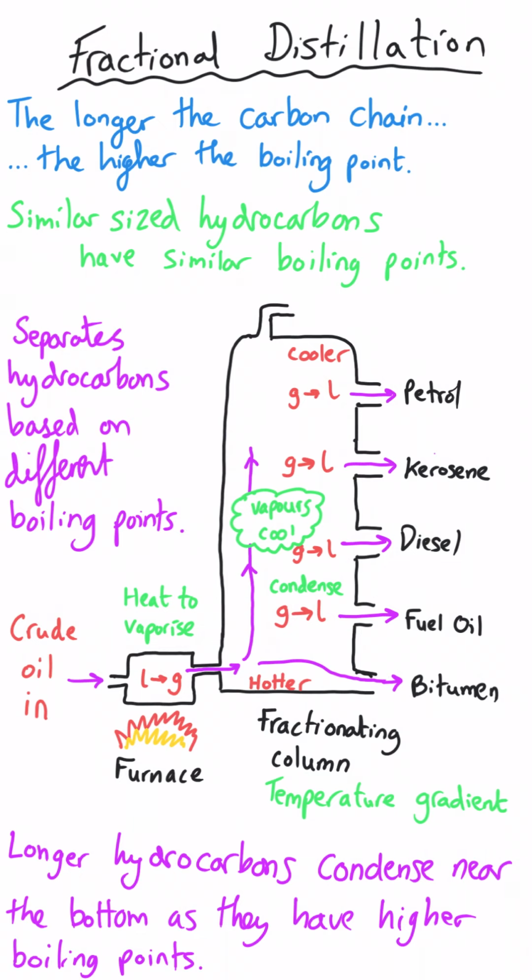Refinery gas is the substance that drifts out of the top of the fractionating column without condensing. The boiling point of these molecules is so low, the column never gets cold enough to turn them into a liquid.